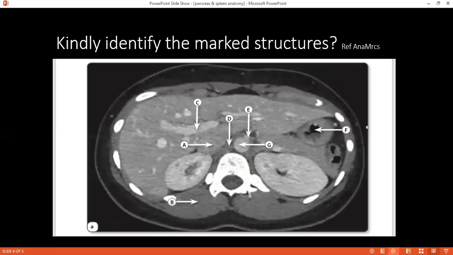Can you identify this image, please? It is the CT scan of the abdomen. It is at what level, please? What are the organs that you can see clearly? Right kidney, left kidney. What is this F pointing at? It is the fundus of the stomach. Which organ is G? G is the abdominal aorta.